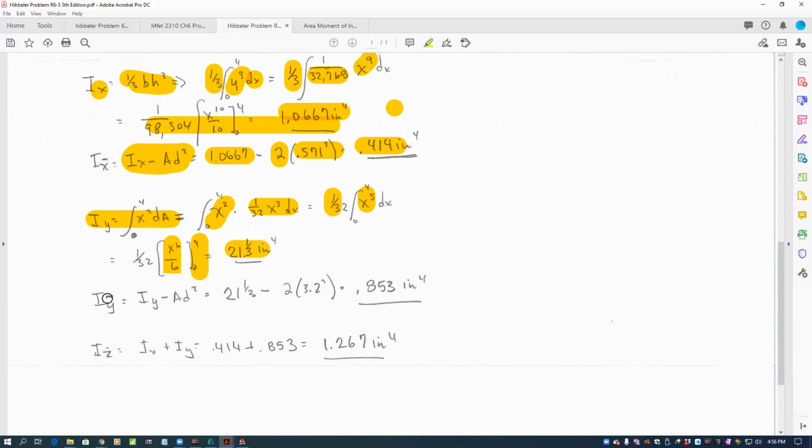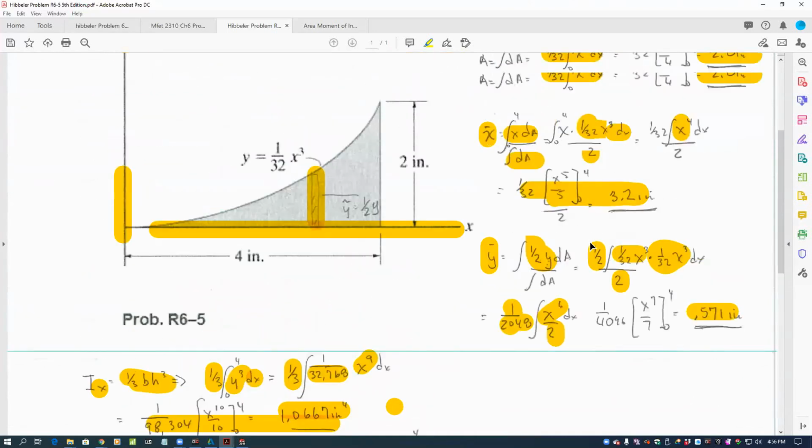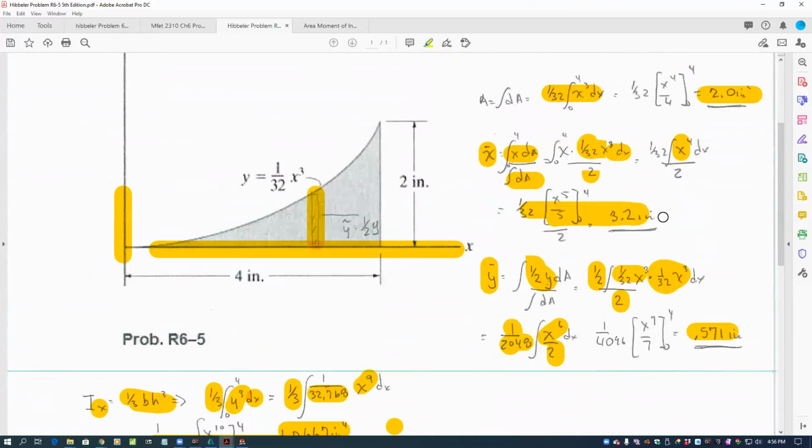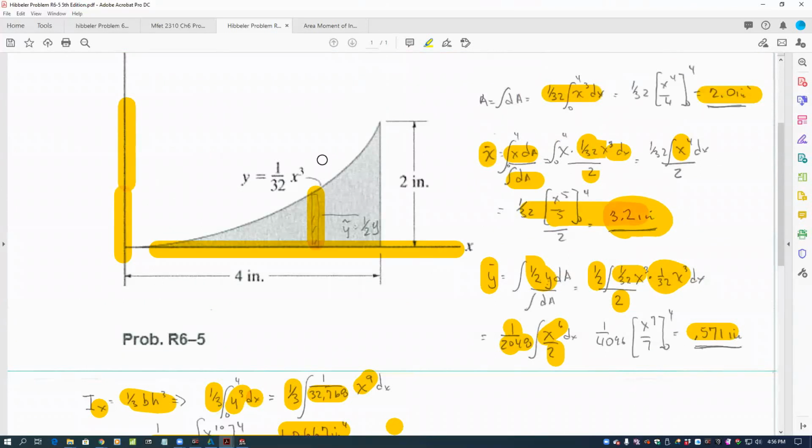Moving that to the centroidal axis, we have 21 1/3 minus the product of our area times the distance we're moving. In this case, we are moving at the x value, aren't we? Moving at 3.2 right up here. That's the distance we're moving it from the y-axis to the centroid.